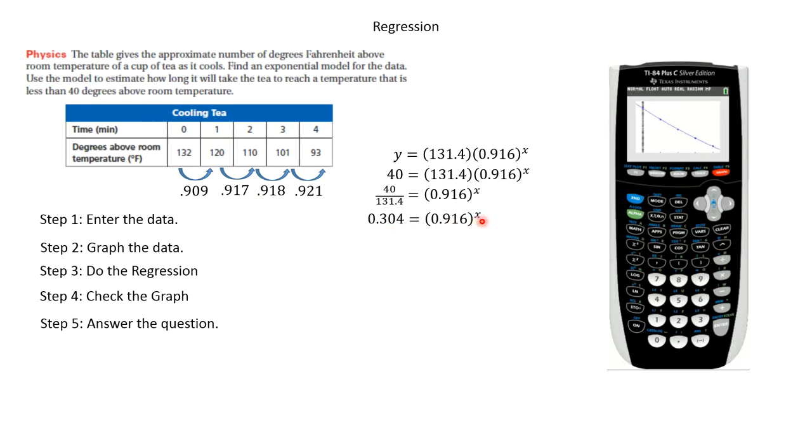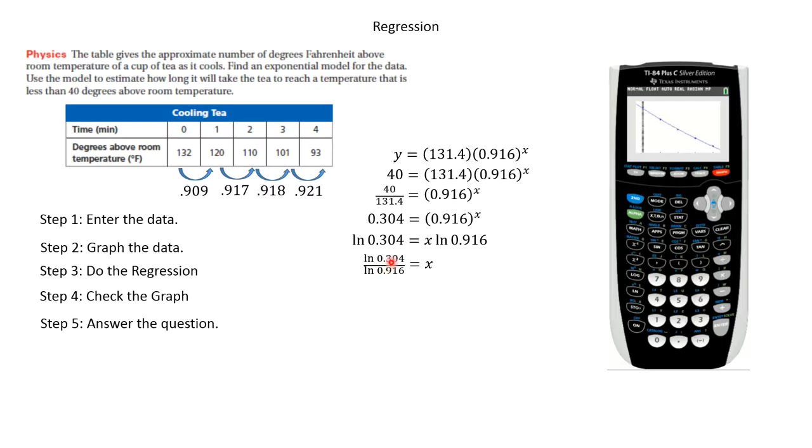X is in the exponent. When you take the log of both sides, I'm choosing to take the natural log of both sides. It doesn't matter. You could take the regular log. You could take the natural log. Your number in this step would be different, but once we divide, it'll be the same. So I have natural log. Natural log, notice the x came out in front. So now I can just divide by the natural log of 0.916.